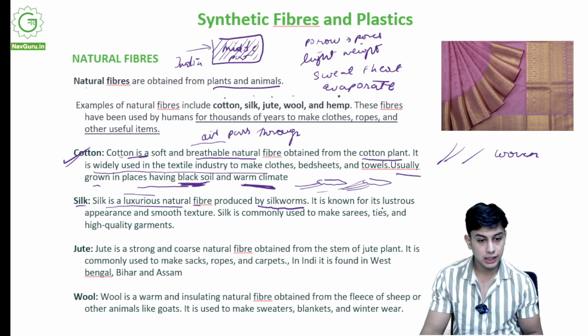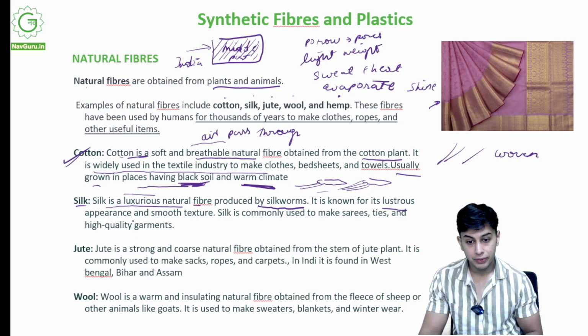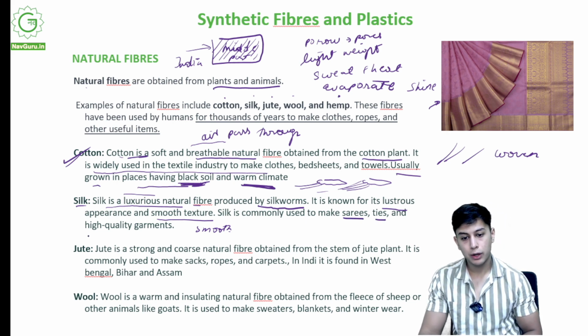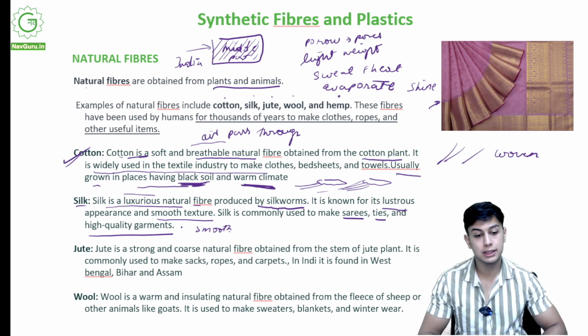It is known for its lustrous appearance. What do you mean by lustrous? This is silk. See the shine over here. It is shining, and it has a smooth texture. It is very smooth. Silk is commonly used to make saris, ties, and high quality garments. Silk is very expensive. It is used to make saris, used to make ties.